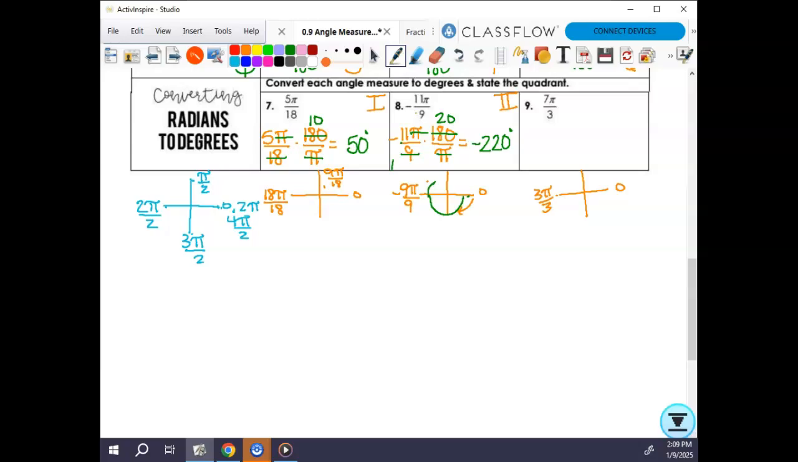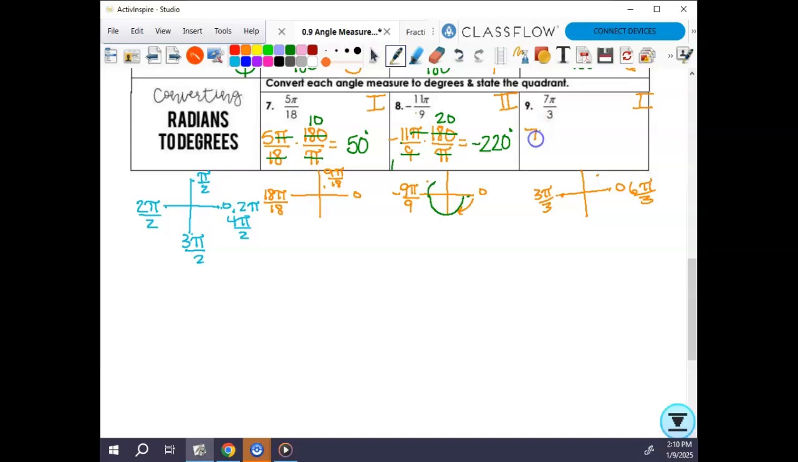All right, so I got to get to 7 pi thirds. So this is 3 pi thirds. If I keep going and get to here, what would I be at? 6 pi thirds. So if I got to get to 7 pi thirds, think of them as things. Where would I end up? First quadrant, right? So 6 pi thirds, or 7 pi thirds, I believe I am back in the first quadrant.